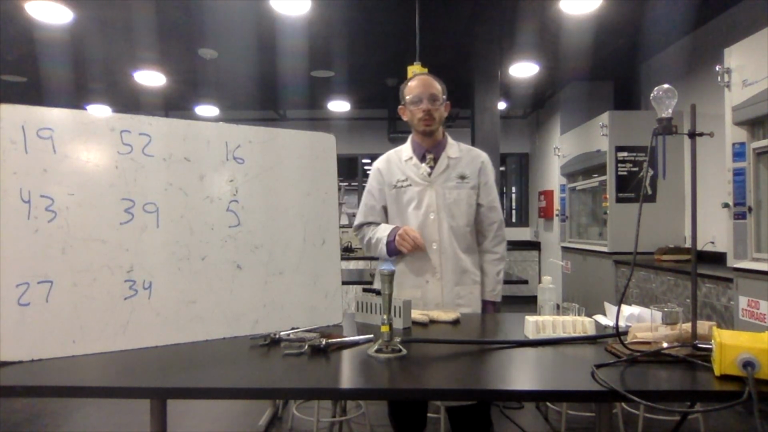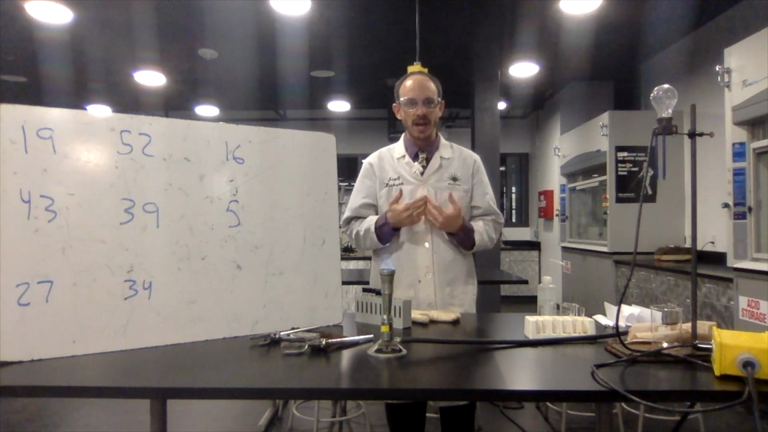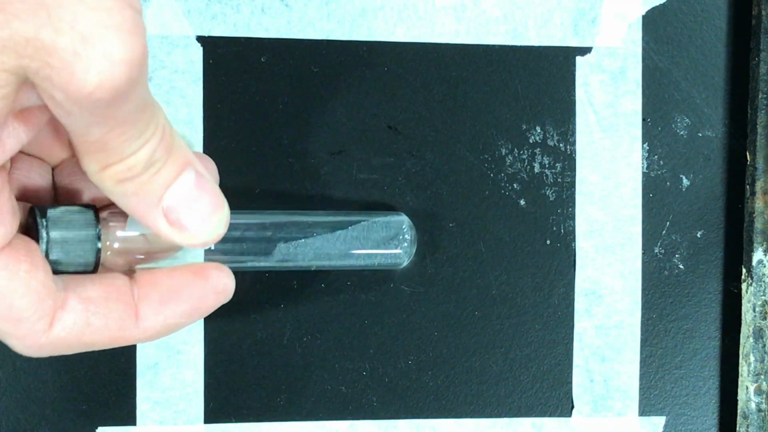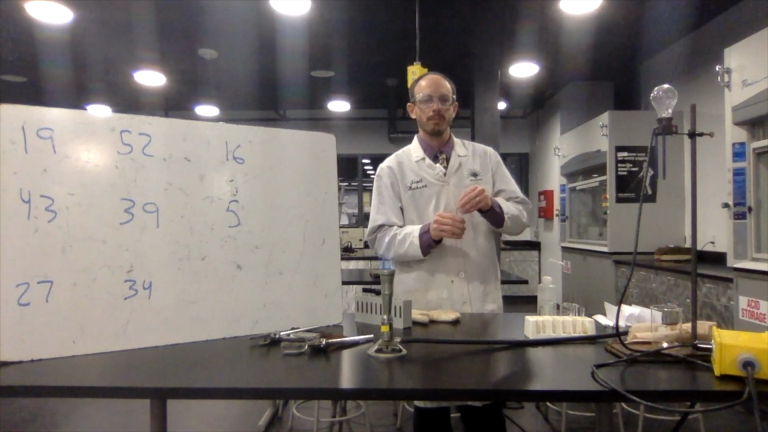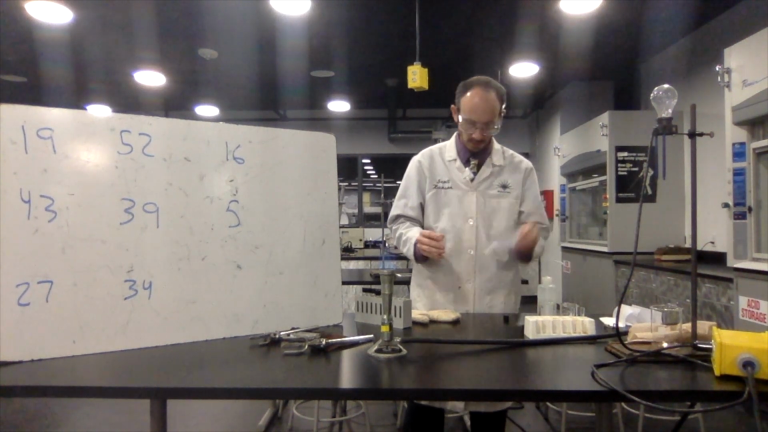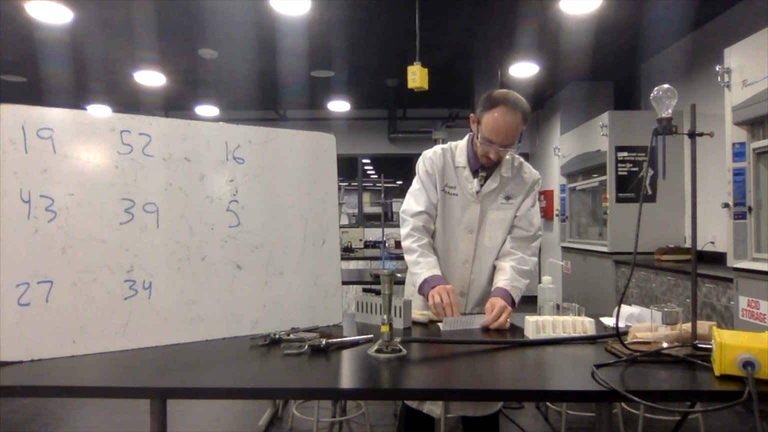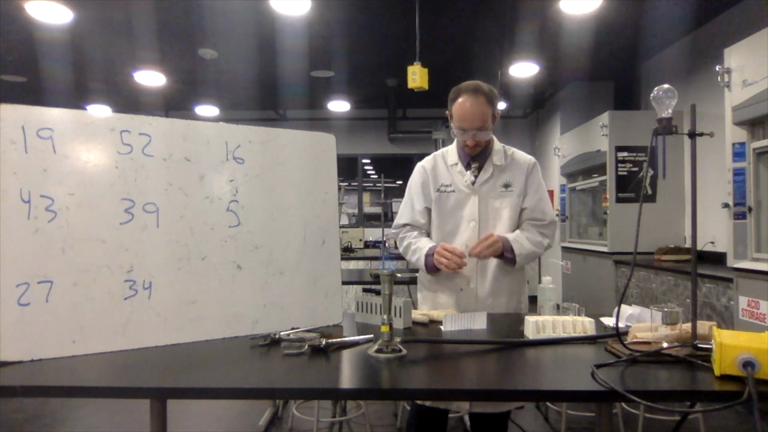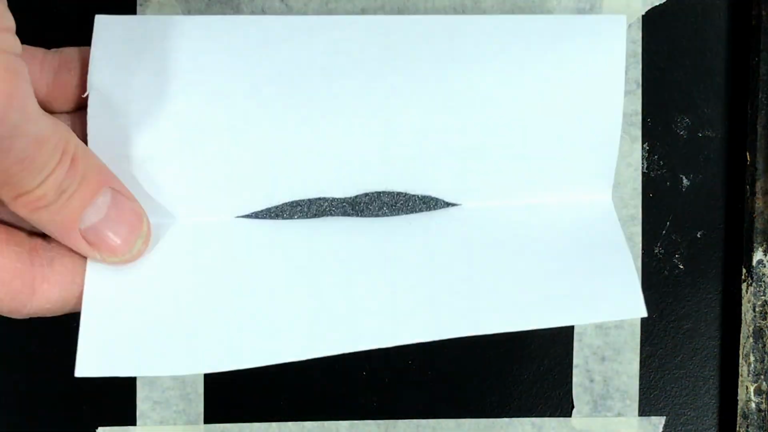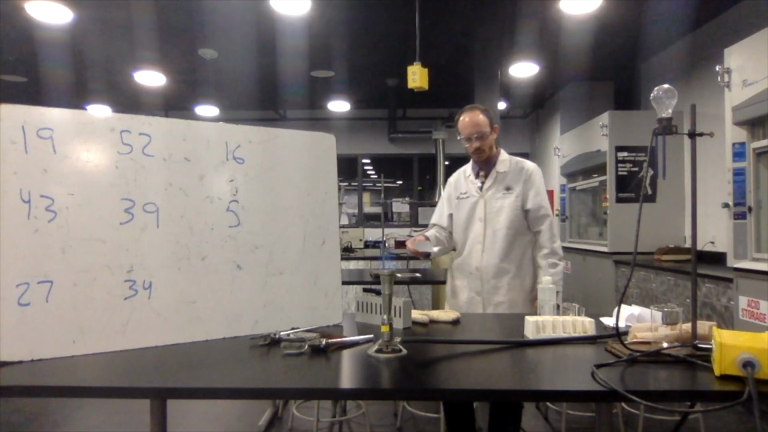We have 19, 52, 16, 43, 39, 5, 27, or 34, if that was your number. So notice this one is a black, shiny-ish material. Okay? I'm going to open it up and do my scent test. I get nothing. I'm going to pour some onto here. And I'll show you the line that I have created on the paper. There we go. All right.